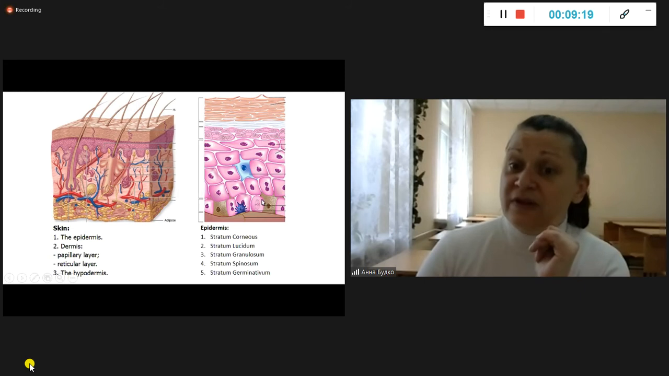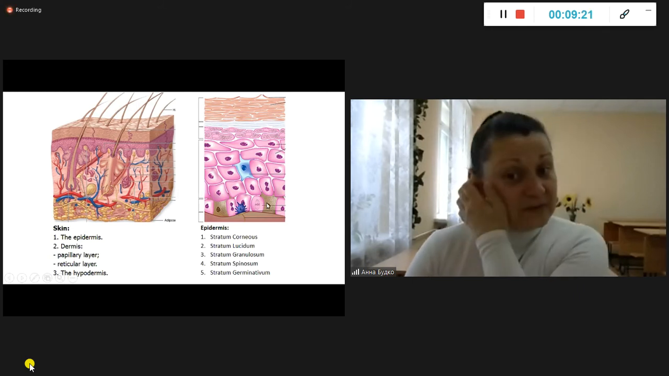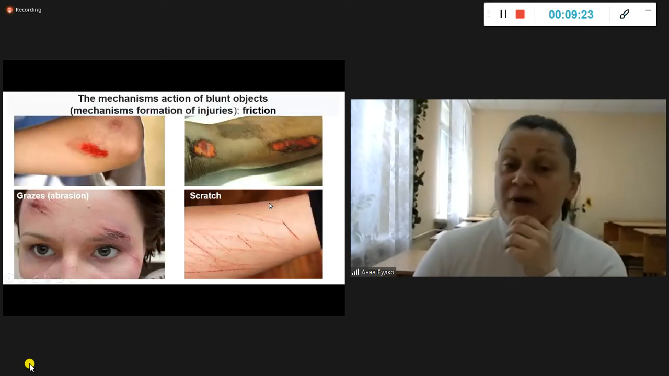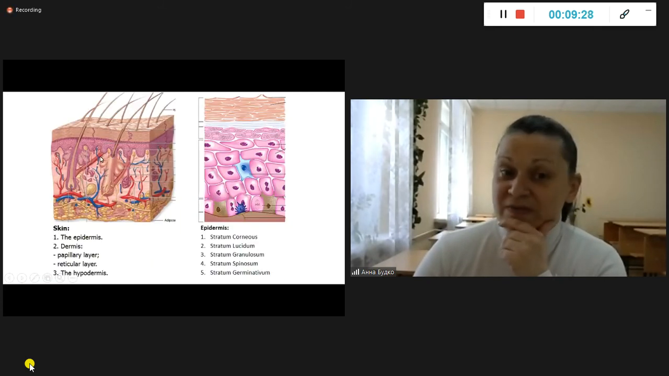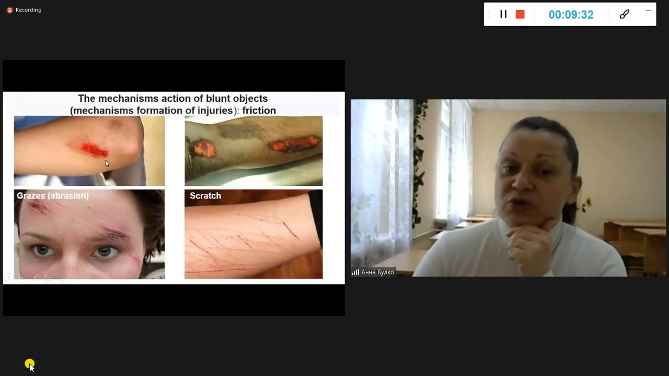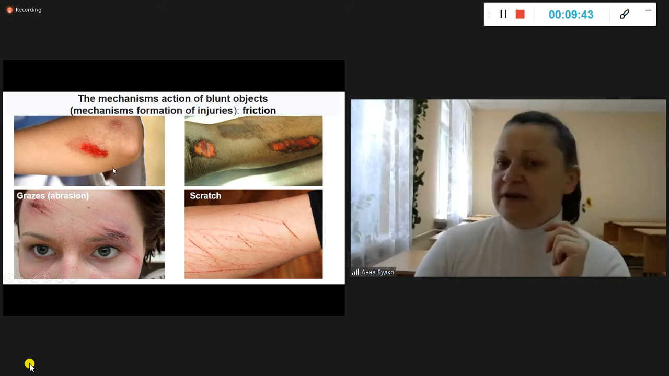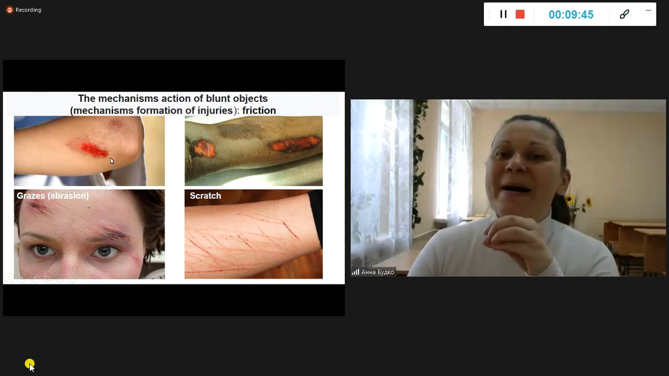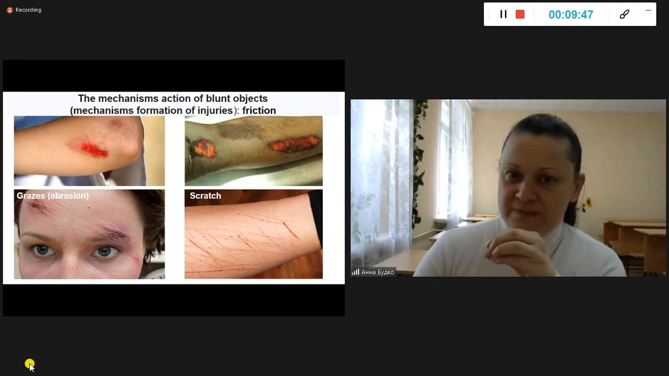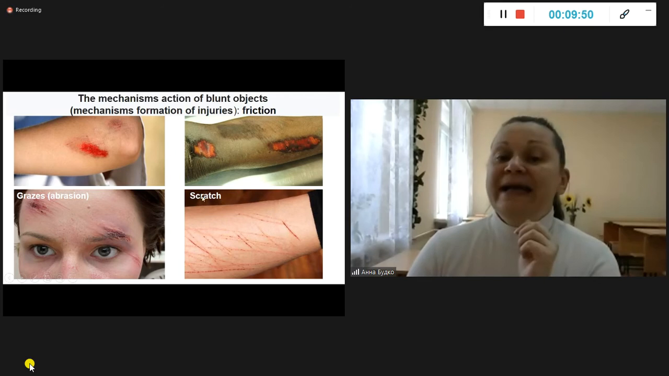But I repeat, present lymph vessels. As a result, due to trauma of the epidermis with the papillary layer of the dermis, where small capillaries are present, you can see a superficial injury, which is named abrasion, with a red color, because this injury perforated more deeply into the papillary layer of the dermis.